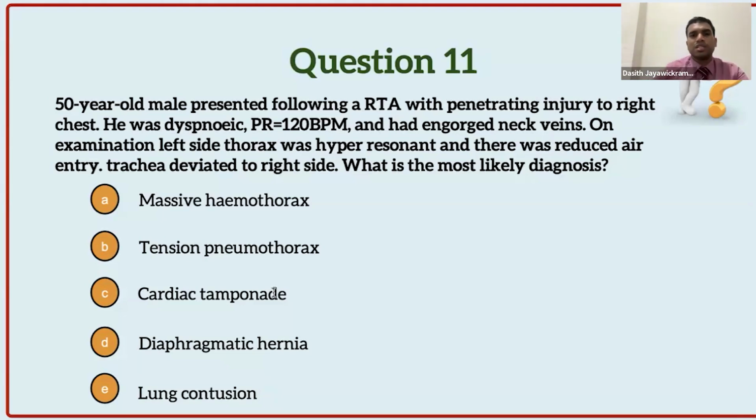Okay, what do you think this is? B, tension pneumothorax. Yes, of course, you are correct. Why? Engorged neck veins, a hyperresonant chest, reduced air entry, and trachea deviated to the right side. All the typical findings of tension pneumothorax. You're absolutely correct.